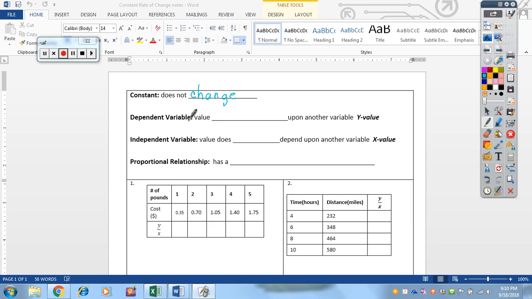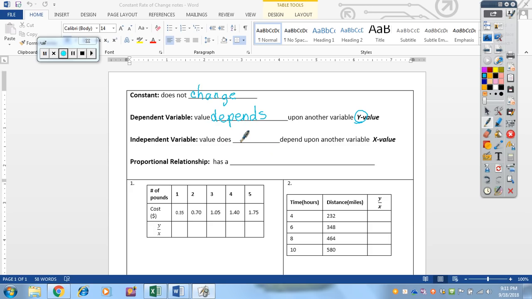Dependent variable is the value that depends upon something else, and it's the y. That might not make sense yet, but it will. So here's the deal. If I study more, then my grade on my test could improve. So the grade on my test depends on how much I study. If I win the basketball game, it depends on how much I practice.